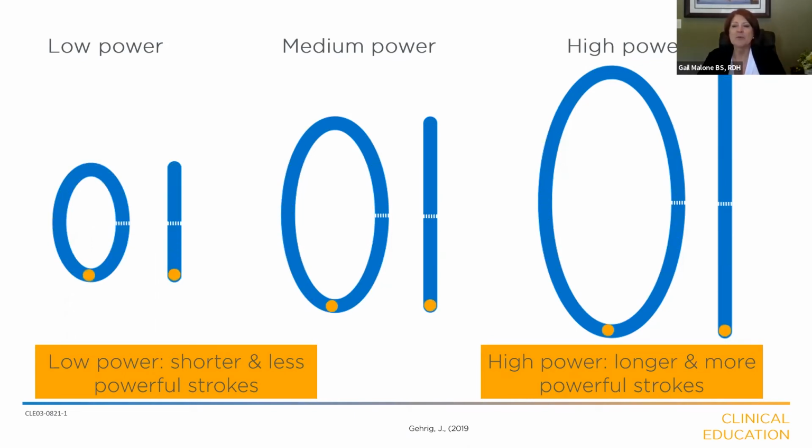The lower power producing that shorter stroke would be indicated to remove light calculus, stain, biofilm, and endotoxin. Compared to a higher power, where we have a longer stroke, we're going to need that for removing moderate to heavy calculus and stain.